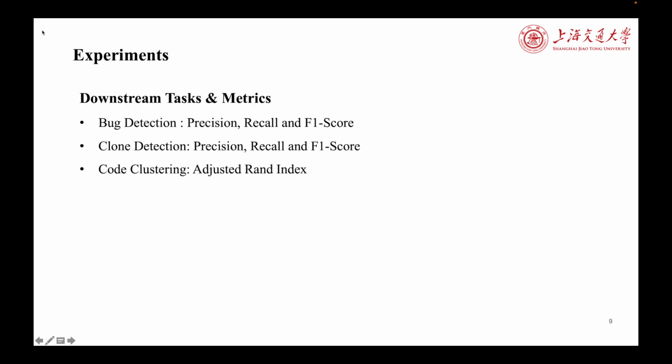In order to evaluate the performance of our SRCL, we conduct a series of experiments on three downstream tasks, namely bug detection, clone detection, and code clustering. We compare our approach with three state-of-the-art methods on code representation learning: SmartEmbed, code2vec, and code2seq.